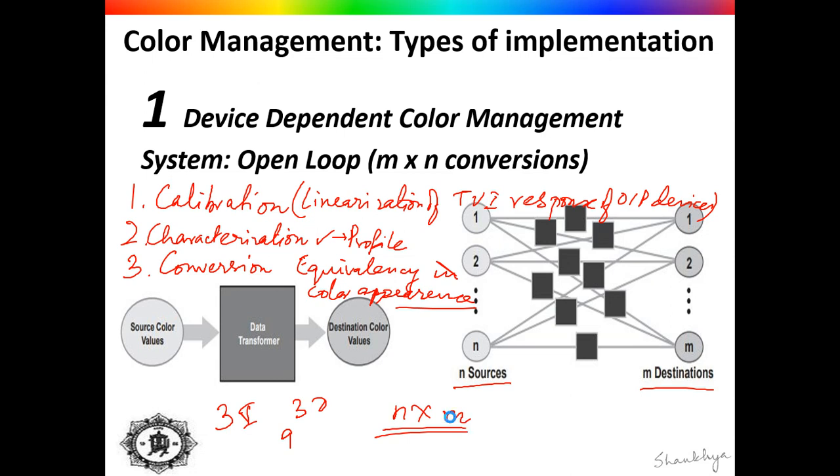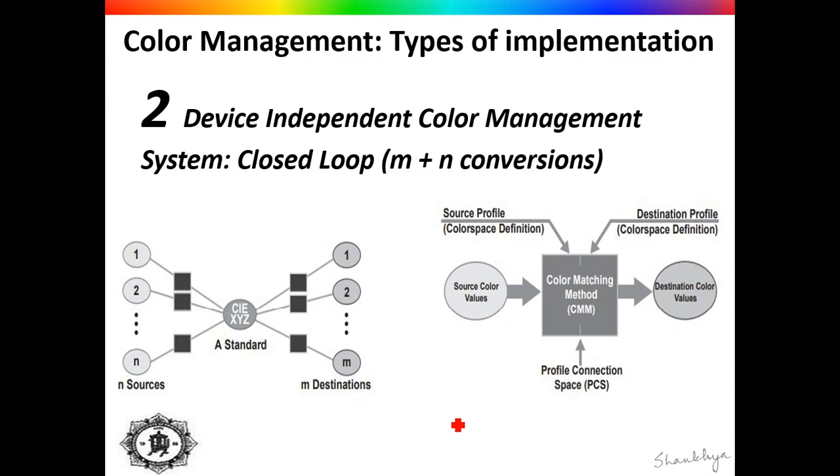This is basically known as closed loop or device independent color management. This will be familiar from the basic idea or the schematics of color management that I talked about, I think in lecture 12. You will find that we use the same exact principle while managing colors when we have multiple input and output devices.